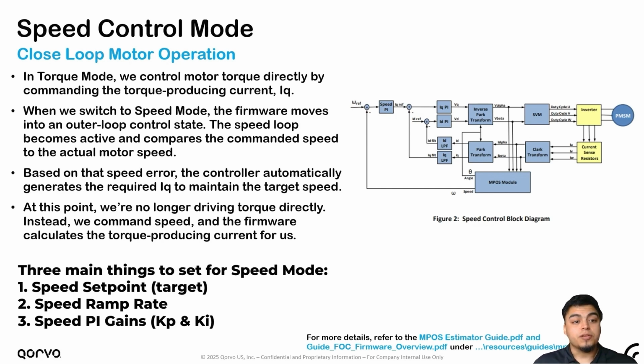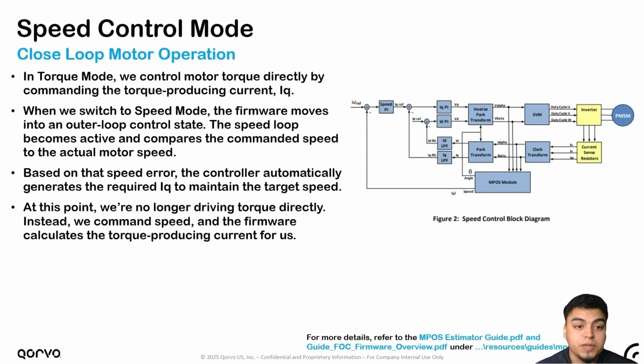So in speed mode, there are 3 main things you will need to set. First is the speed set point. Second is the speed ramp rate. And third is the speed PI gains, KP and KI. Just like we did in torque mode, we will use JScope in RTT mode to visualize stability between the speed reference and the speed feedback.